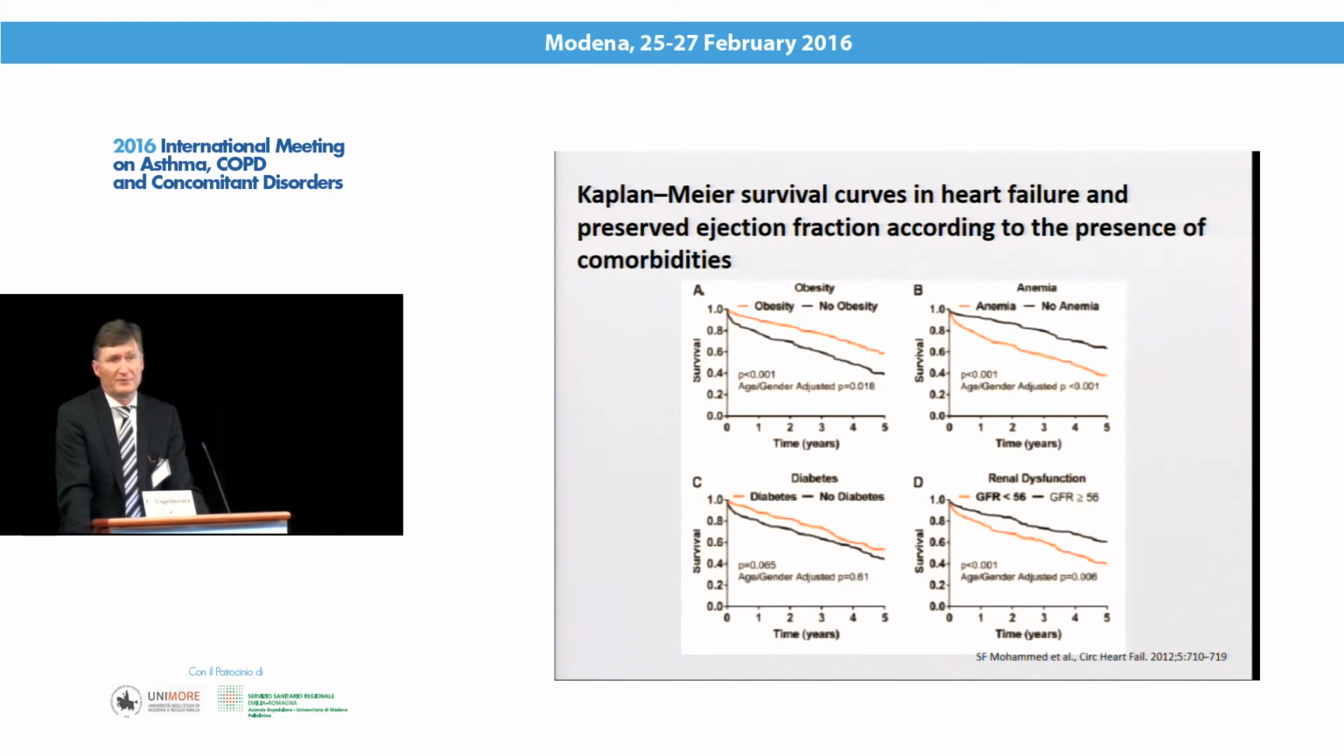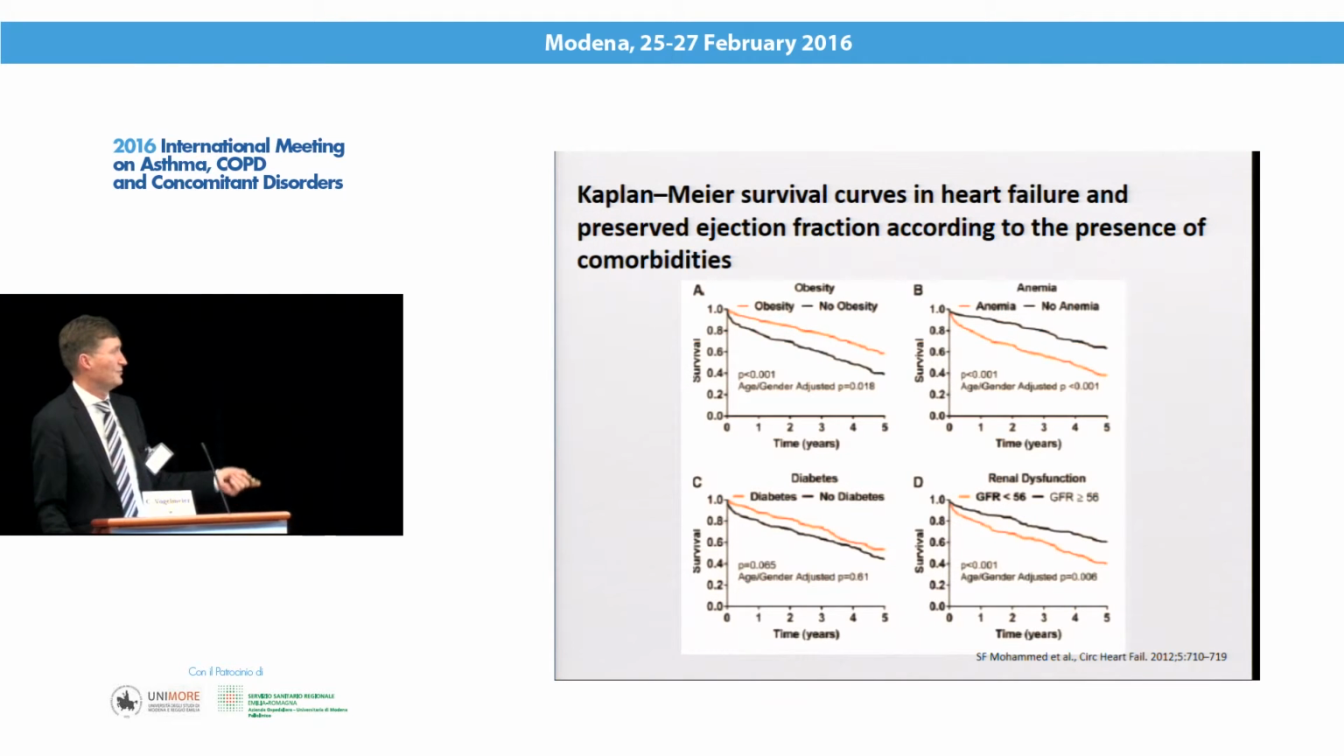Similar data have been obtained for patients with diastolic dysfunction. So all kinds of comorbidities have been looked at, and some strange findings came out of that. This is a paper where this was analyzed, and here you see obesity on the left-hand side, in red patients that are obese, in black patients that are not obese, and obviously obesity protects you when you have diastolic heart failure. With anemia, it's the other way around. In red, you see the anemic patients. In black, you see patients without anemia, and there is a survival benefit for those without anemia.